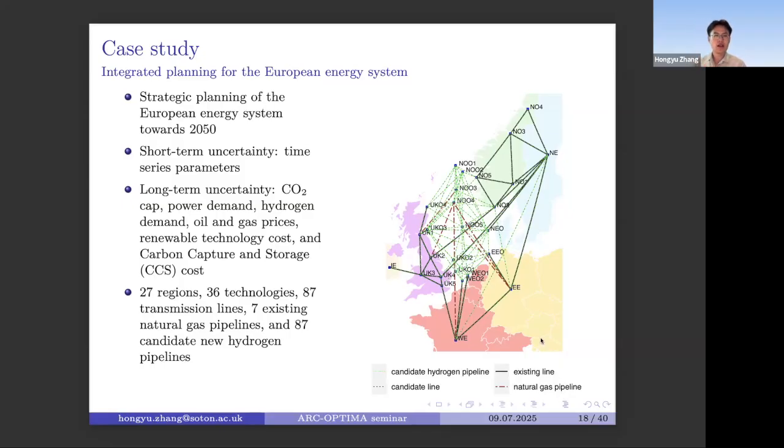the black lines. As you can see, we have uncertainty in all the time series parameters. That includes the wind and solar capacity factors, hydropower generation profile, demand, and all the time-scale related parameters. And then we have different types of long-term uncertainty, which I will show you later. It's a fairly complex system with many regions and technologies.